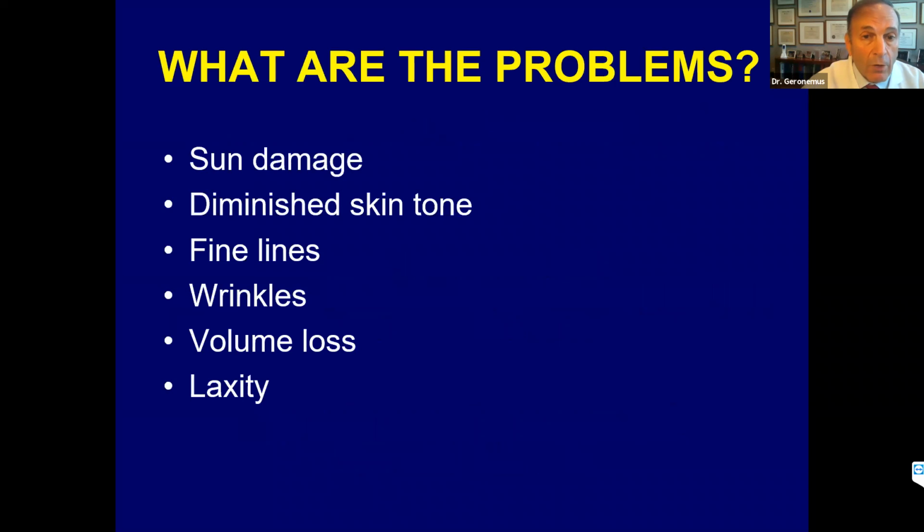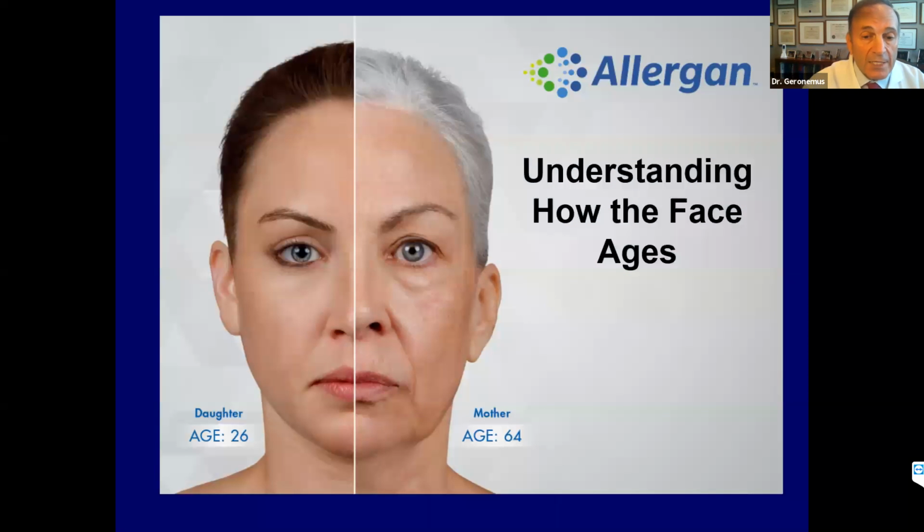So let's run through what happens as your skin ages. You see sun damage, diminished skin tone, fine lines, wrinkles, volume loss, and skin laxity. And we'll be addressing over the next few minutes each of these different problems that one sees. So let's take a look and see how the face ages over time.